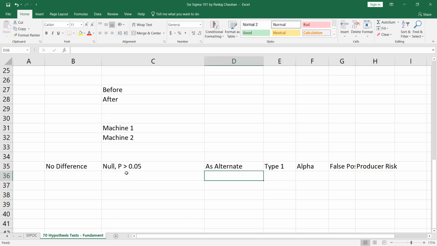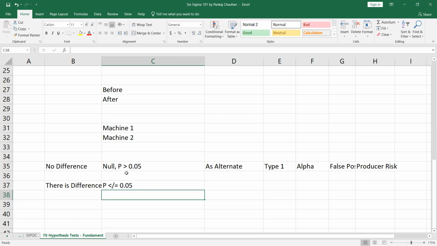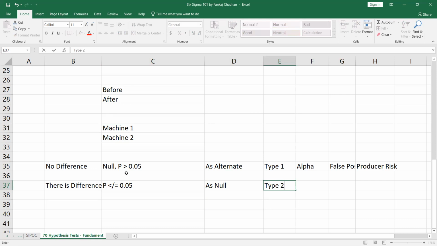In the other case, you are looking for a difference, like before and after improvement. You have made some changes in the process and you expect that your process has improved, which means you are looking for a p-value less than or equal to 0.05. It is an alternate hypothesis, but you are not able to interpret it correctly, and you say no, this is a null hypothesis. Then this error is called a type 2 error or beta error. This is also called a false negative, and also a consumer risk.